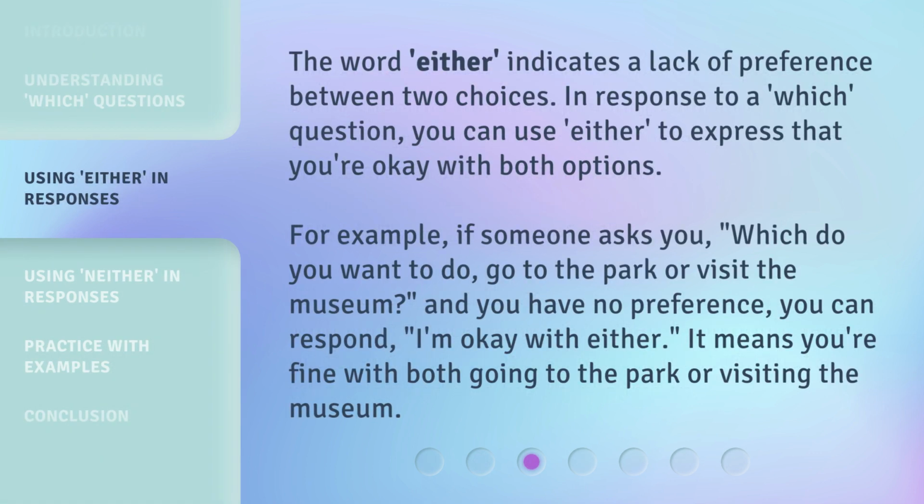The word either indicates a lack of preference between two choices. In response to a which question, you can use either to express that you're okay with both options. For example, if someone asks you, which do you want to do, go to the park or visit the museum, and you have no preference, you can respond, I'm okay with either. It means you're fine with both going to the park or visiting the museum.